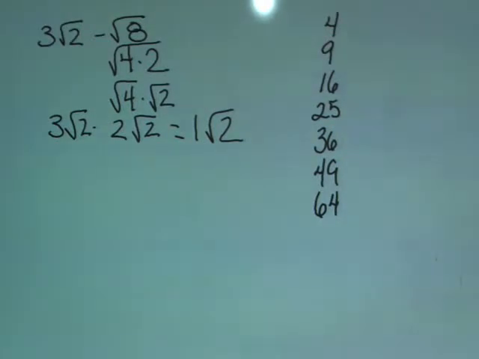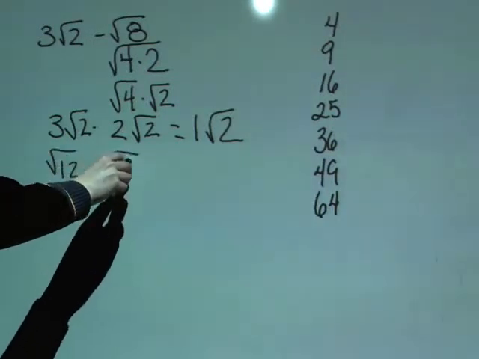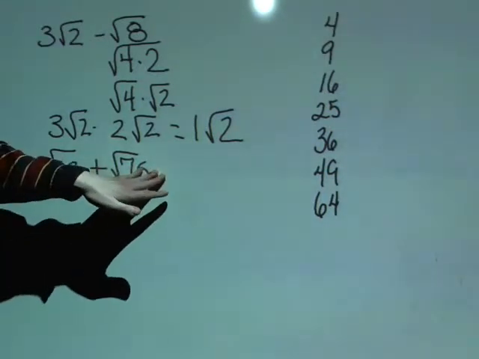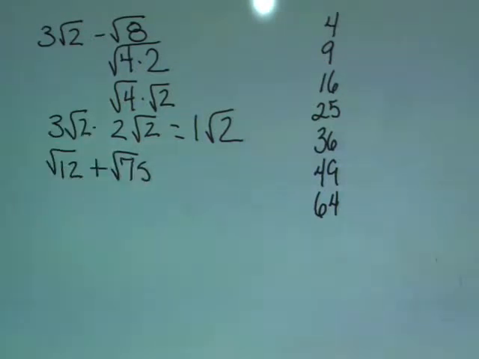Let's try that again with the B problem. A little bit different, but still works. Root 12 plus root 75. Now, we're actually going to have to think about this one because 12 isn't going to feed into 75. So we know 12 isn't going to be the other number over here. But let's start with the 12 and see where that takes us.